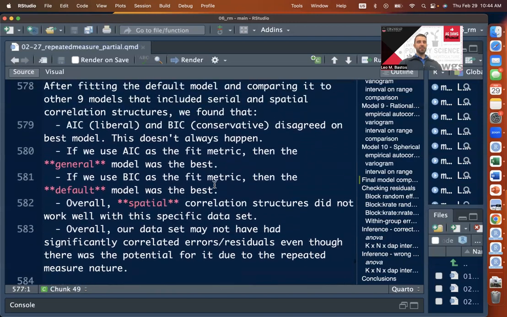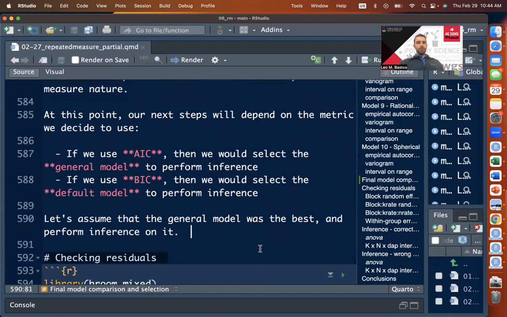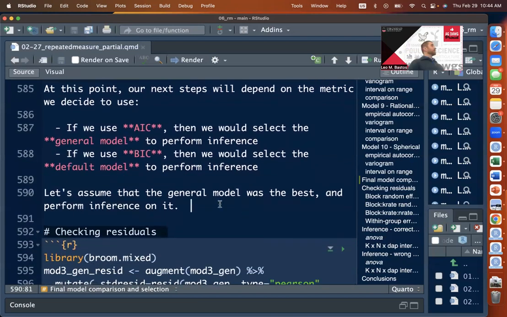I think what I said is just what I have in these comments here. So what I want to do next is assume that if we decide to use AIC as our metric, then because of that, we assume the best model was the general model, so Mod 3 Gen. We basically did the repeated measure analysis here, right? Now it comes back to our normal workflow of checking residuals, checking the ANOVA table, deciding how we want to extract means, and so on.